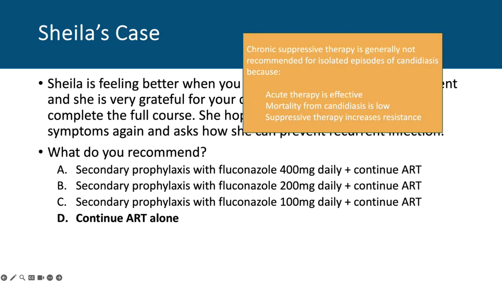So, we talked about how there are some things like cryptococcal meningitis where you're going to be continuing fluconazole for a long time. And in someone who has esophageal candidiasis, you are not generally doing chronic suppressive therapy. Usually acute therapy is effective, and the mortality from this is quite low. With suppressive therapy, you can increase resistance for this, for crypto, and for other infections. And really, probably the most important thing is if you can get them on ART and improve their CD4 counts, those people will not be having recurrent episodes.